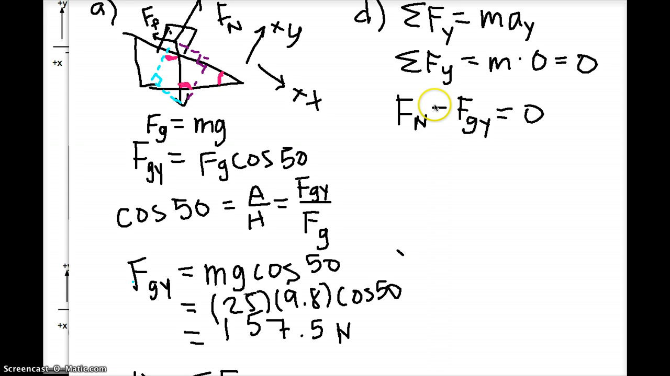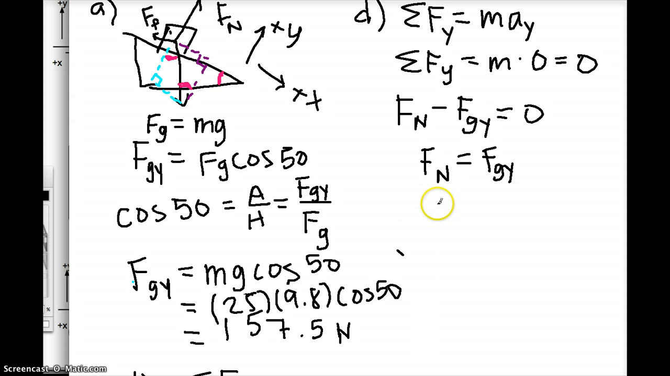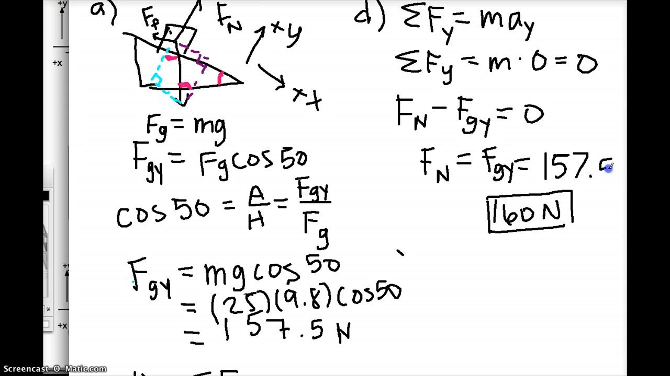So going back to how I set up this sum of forces, the only forces acting on this block in the y direction are the normal force and this y component of gravity. This lets us know that the normal force is equal to the y component of gravity, and so the normal force is equal to 157. To 2 sig figs, this would be 160. But for the purposes of continuing with the problem, I'm going to hold on to this 157.5 newtons as my normal force. So moving on to part E.